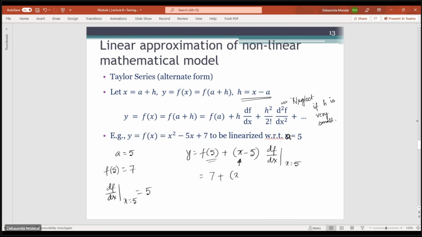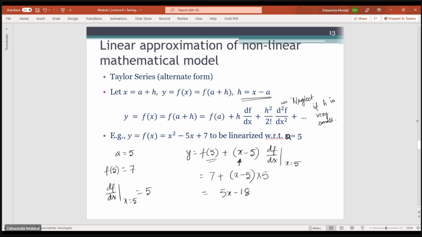f(5) is equal to 7 plus this term, x minus 5, and then you have 5 over here. Okay, so that means this will be equal to 5x minus 18, because at the end you have to find out the relationship between y and x. So you cannot substitute x with anything. So x has to be there, y has to be there.